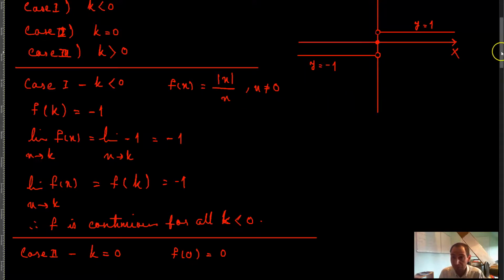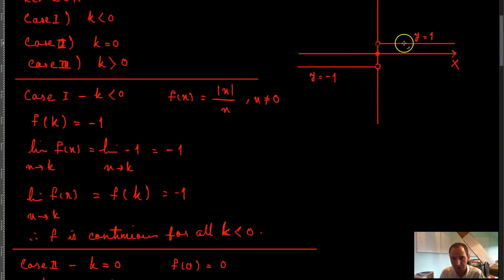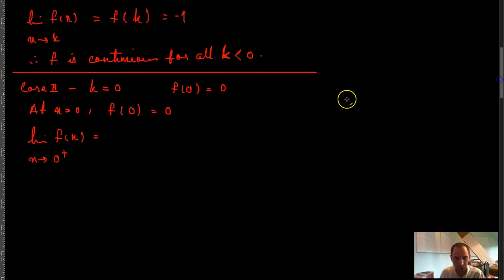So basically then I can say that at x is equal to 0, f of 0 is equal to 0. So that's the value of the function. And the limit of f of x as x tends to 0 from the right is equal to, you have to of course go with the value of the function on the right, which is y is equal to 1. So you have to take the limit of 1 as x tends to 0, which is equal to 1.